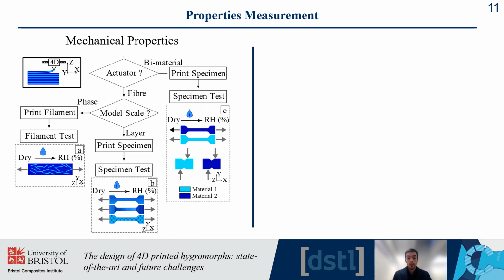So if we are talking about modeling, we must talk about how to measure the properties. In the paper, we discuss different ways of measuring the properties. We present different decision trees in order to know which property to measure depending on the structures that you are considering and the scale of modeling that you're considering.